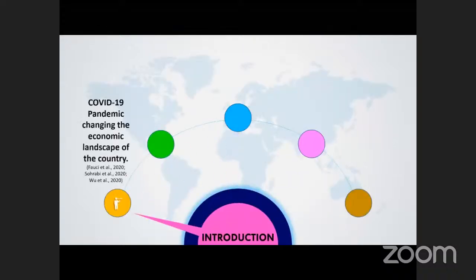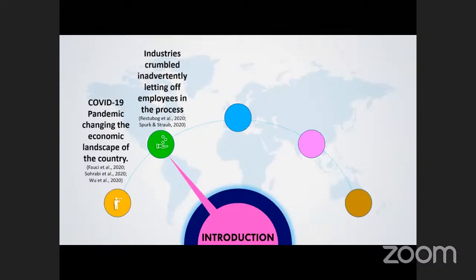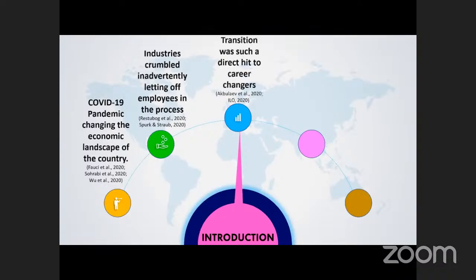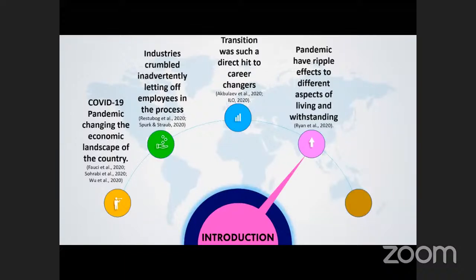The COVID-19 pandemic had changed the economic landscape of the country, not only the economic landscape, but also the health, educational, and the demographic landscape of the country. Such change had seen industries crumbled, inadvertently letting off employees in the process. By introducing a negative experience for those employees, they took a direct hit, and that transition was not only meant changing perspective from the old norms to the new norms, but changing the aspects of living and withstanding. Withstanding means sustaining their way or their lifestyle.